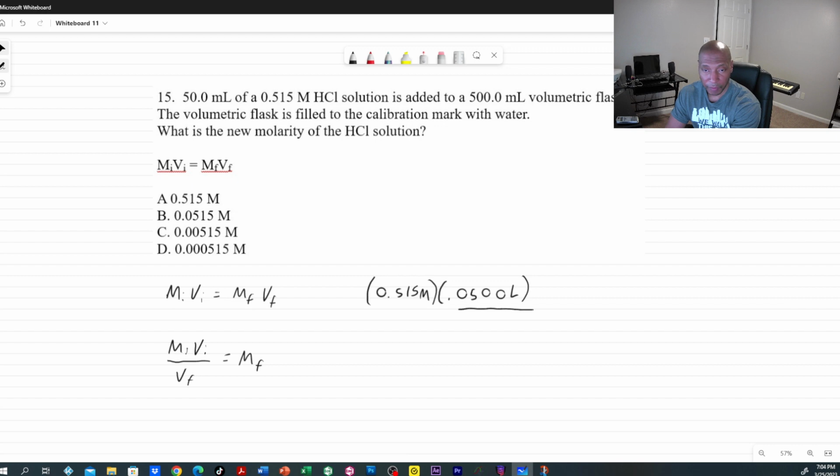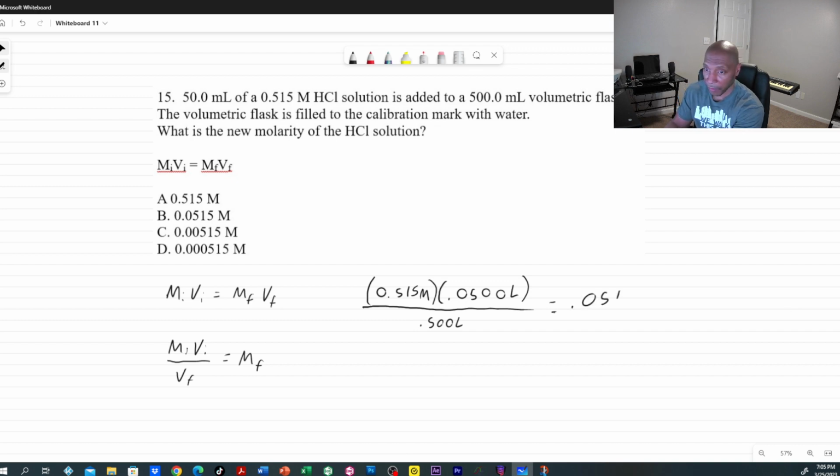So it's a simple matter of taking my initial molarity, 0.515 molar, times my initial volume, 0.0500 liters. Divide that by my final volume, which is 0.500 liters. Okay, now you guys see how liters cancel out, and the only thing you're left with is molarity, moles per liter.